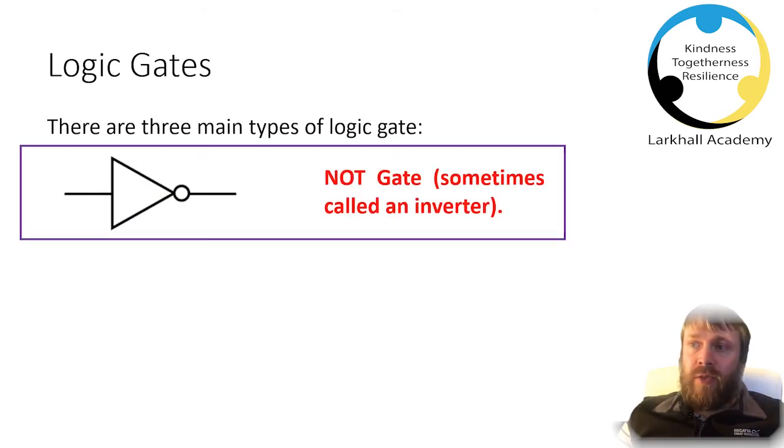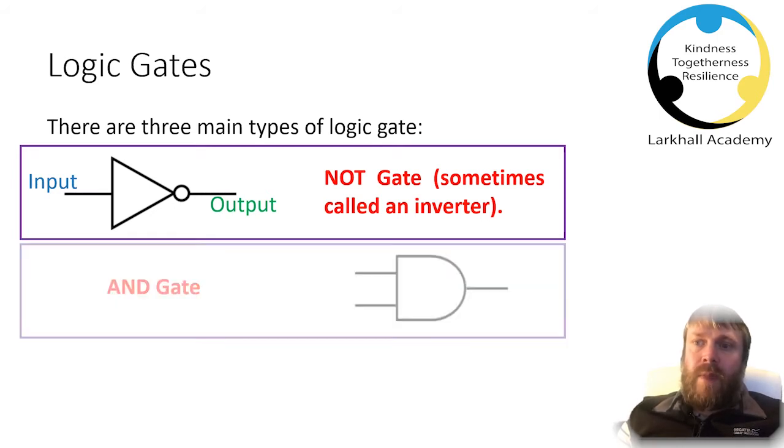So we're going to look at, first of all, the NOT gate, which is sometimes called an inverter. It's important to know that. We will discuss why it's sometimes called an inverter shortly. We have an input, and we have an output from our NOT gate. So the NOT gate fits in the middle there as the process device, with an input coming in and an output going out.